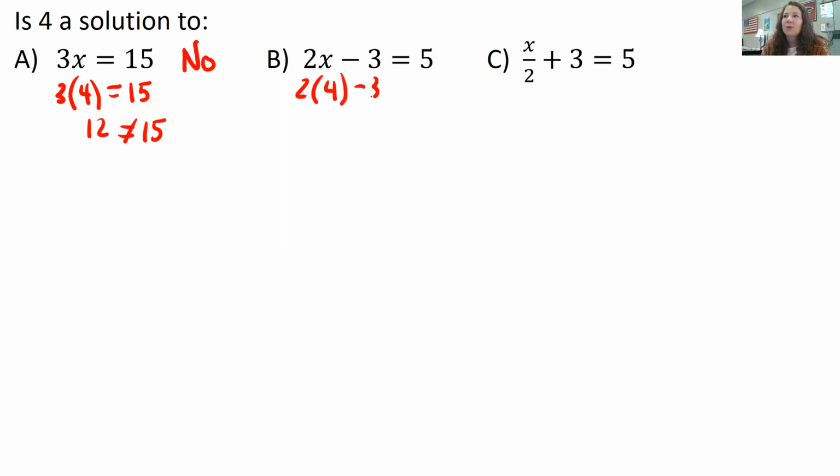Now we're going to plug in 4 for x on letter B. And I always put what we're substituting in parentheses. That's a good practice, especially as we go forward and we start putting in some negative numbers. So always put that unknown value, or what we're substituting, in parentheses. So 2 times 4 is 8, and does 8 minus 3 equal 5? Yes, it does. That is correct. So B, the answer is yes.